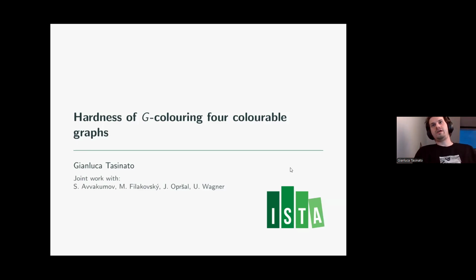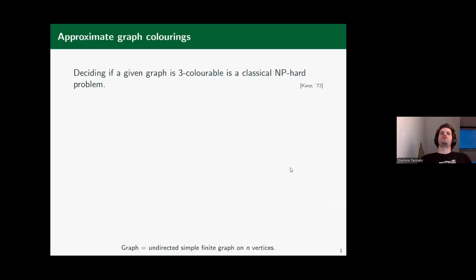So the standard coloring problem, deciding whether or not a given graph is three-colorable, or k-colorable, is a classical NP-hard problem. It was one of the original problems for which hardness was proven. Therefore, a lot of possible relaxations have been studied.